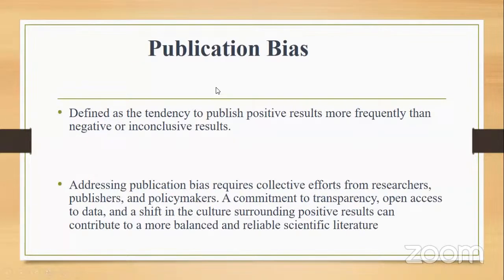Moving to our third type of bias, which is publication bias, defined as the tendency to publish positive results more frequently than negative or inconclusive results. In addressing this type of bias, we should collaborate: the researchers, the publishers, and the policymakers. We should state a commitment to transparency and open access to data, and a shift in the culture surrounding positive results can contribute to a more balanced and reliable scientific literature. And I'm going to elaborate on this in just a minute.